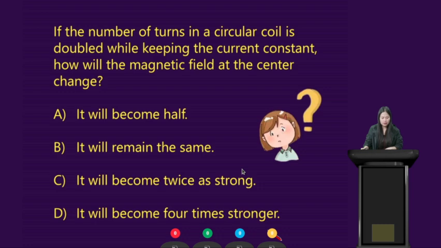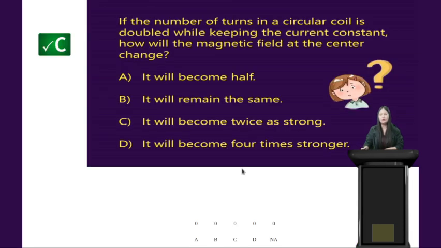Alright students, your time is up. Yes, we have discussed that if the number of turns increases by n, then the field produced will also be n times as strong. So here, the number of turns is doubled. If it is doubled, then the strength of the magnetic field produced will also become twice as strong. So the correct answer for this question is option C, that is, it will become twice as strong.